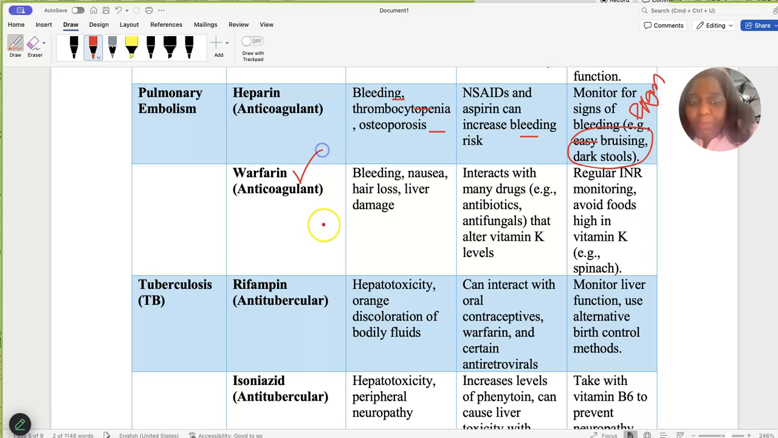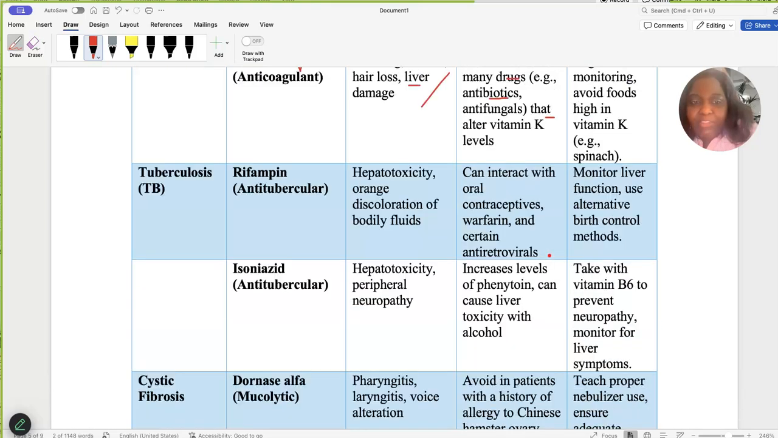Now, what about warfarin? With warfarin, bleeding, nausea, hair loss, and liver damage are the side effects that we can encounter. And then it's going to interact with many drugs, antibiotics, and so on that can alter vitamin K levels, and so on and so forth. So I think the rest is just pretty much general.